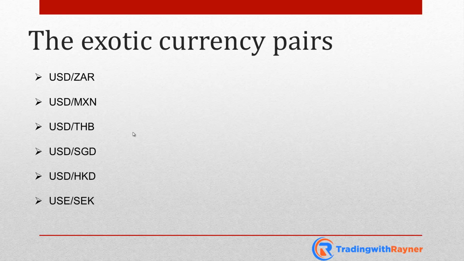One thing to note is that the spreads on these exotic currency pairs tend to be wider because they are not actively traded like the major currency pairs. So don't be surprised if you see the spread on these pairs at a few hundred pips. It's quite normal actually. So with that said, here's a quick recap.